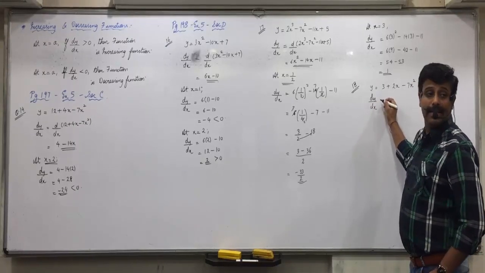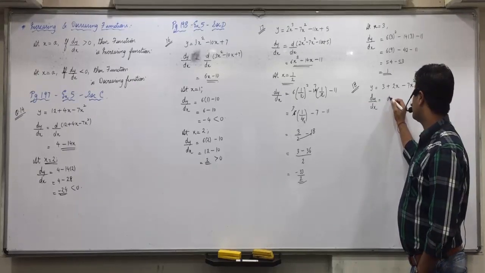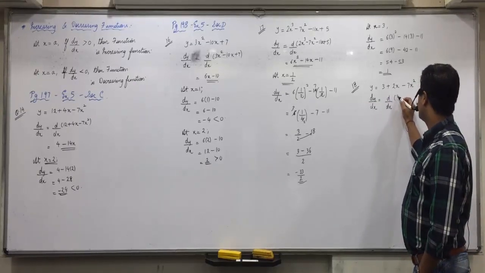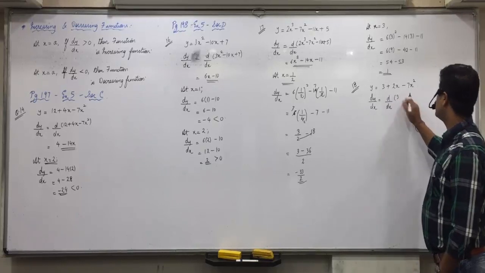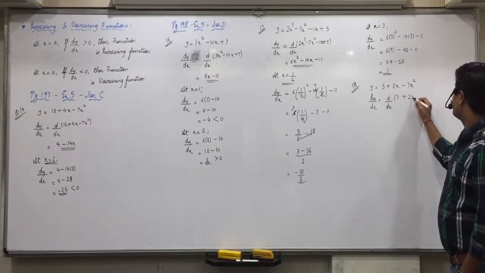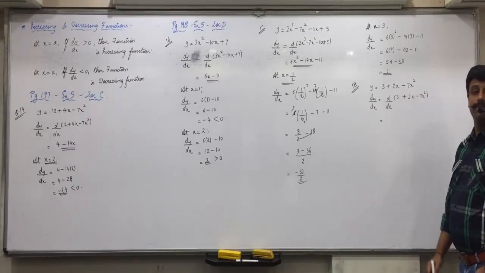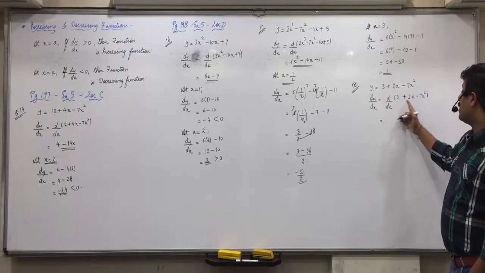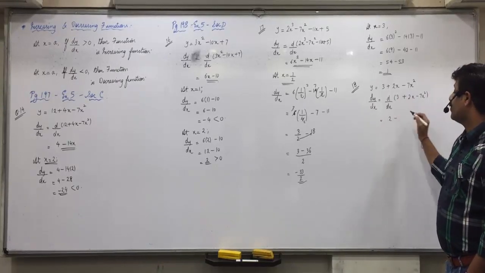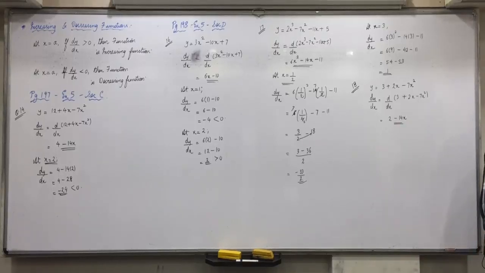dy by dx equals d upon dx in brackets 3 plus 2x minus 7x square. Yes, 3 becomes 0, 2x becomes 2, and 7 into 2, 14x. Is everyone clear with this? Then?